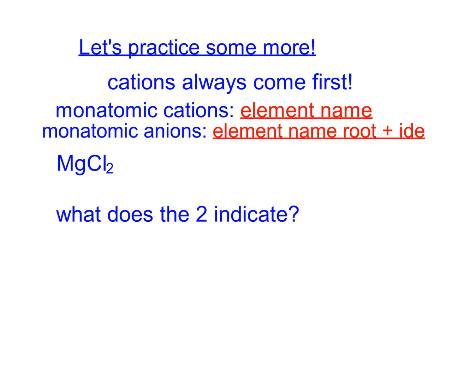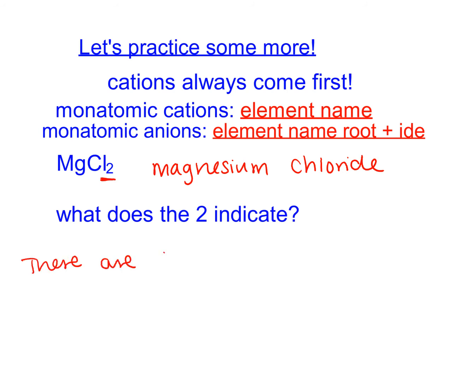And we should see that the name for this is going to be magnesium chloride. But we see that there is this subscript of a 2 in the formula. And so I want you guys to think about, what do you think that 2 is going to indicate? What does it tell us? Well, what it tells us is that there are 2 chlorine atoms for every 1 magnesium atom.